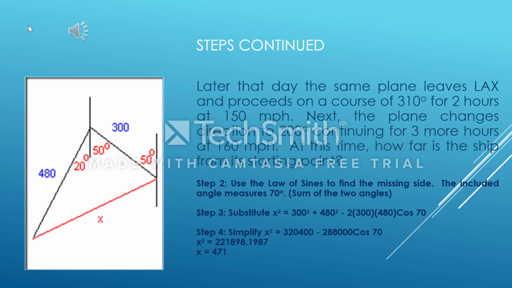Step 2: Use the law of cosines to find the missing side. The included angle measures 70 degrees. Step 3: Substitute. x squared equals 300 squared plus 480 squared minus 2 times 300 times 480 cosine 70. Step 4: Simplify. x squared equals 320,400 minus 288,000 cosine 70. x squared equals 221,898.1987. x equals 471. Step 5: Answer. The plane is 471 miles from its starting point.